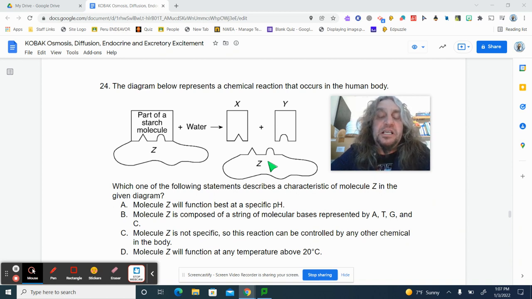A, molecule Z will function best at a specific pH. B, molecule Z is composed of a string of molecular bases represented by A, T, G, and C. C, molecule Z is not specific, so this reaction can be controlled by any other chemical in the body. And D, molecule Z will function at any temperature above 20 degrees Celsius.